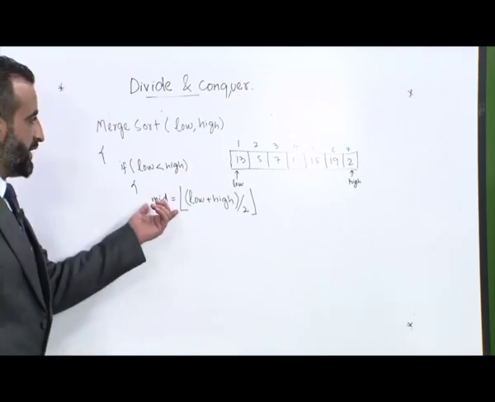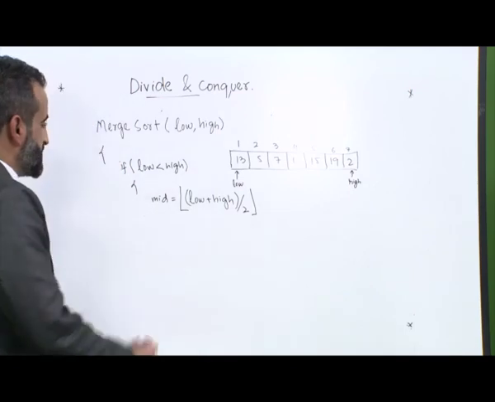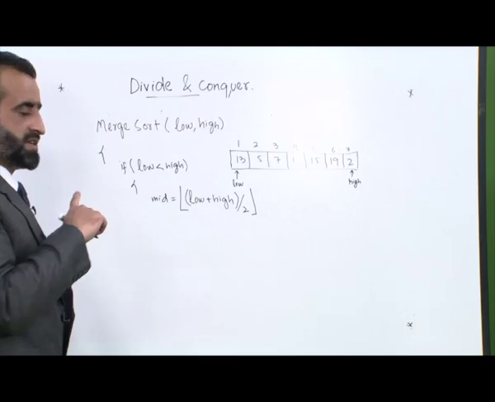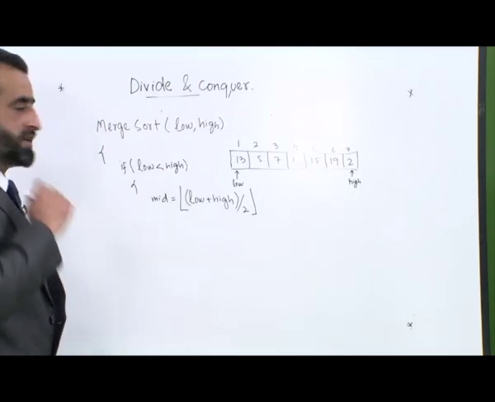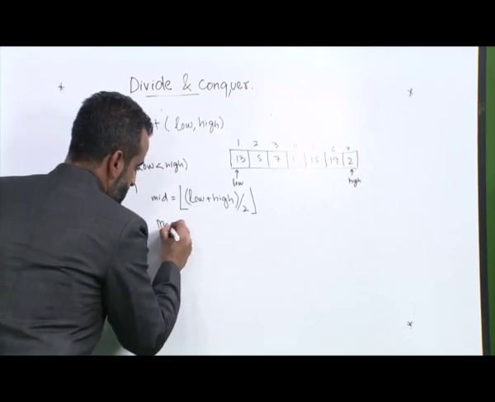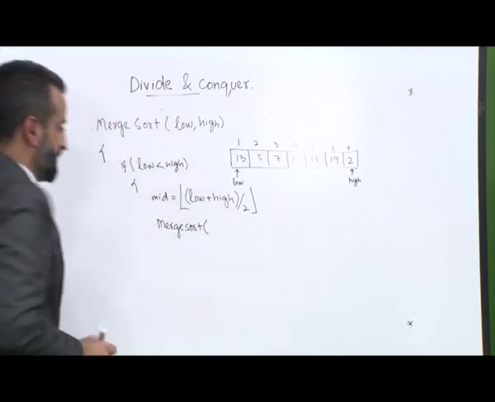After I compute the mid value, I need to find out where exactly I divide this problem. So what I do is that I recursively call the same function again. Remember, these divide and conquer strategies frequently make use of recursion. So I recursively make a call of this function. I call the same function again, merge sort.